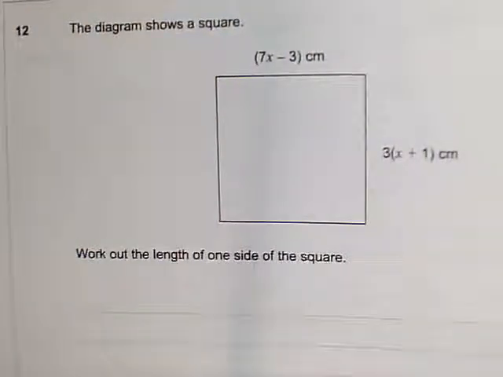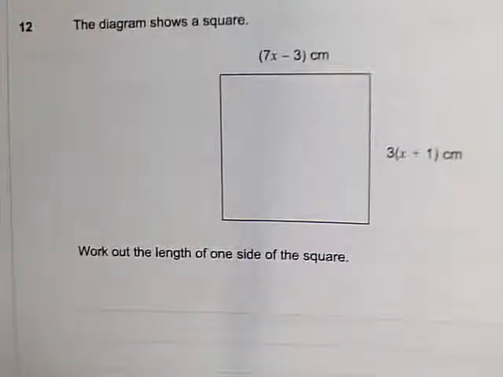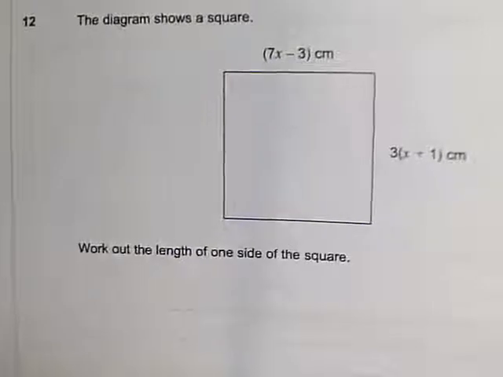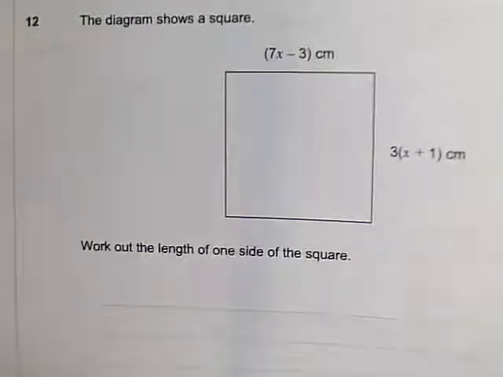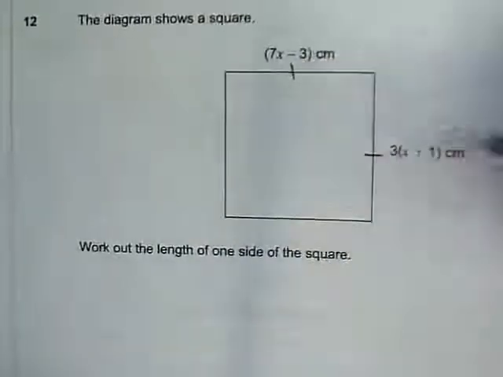Okay, question 12. The diagram shows a square. Work out the length of one side of the square. So the first key word in that is the fact it's a square, so we know that this side is the same length as this side.